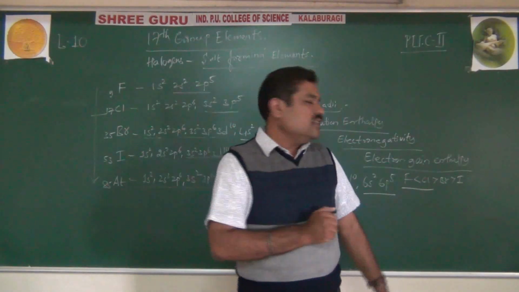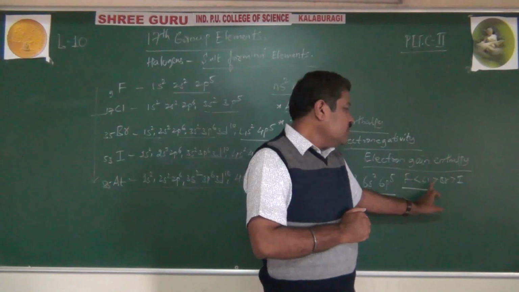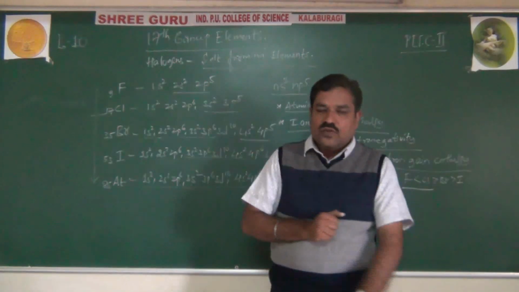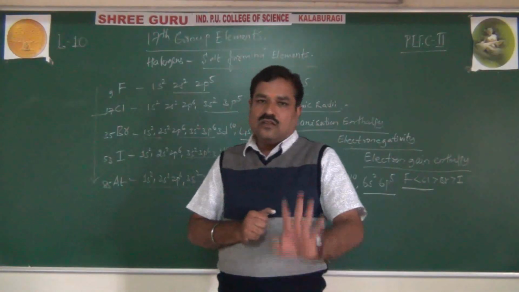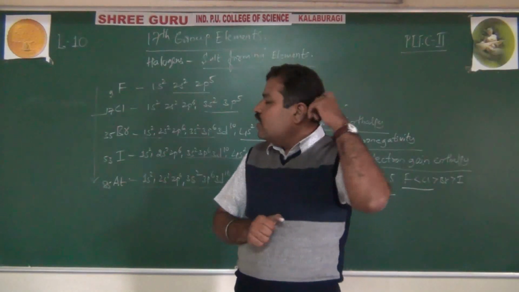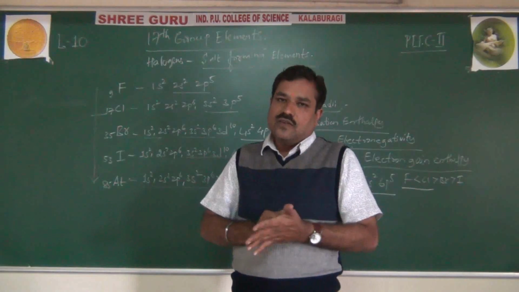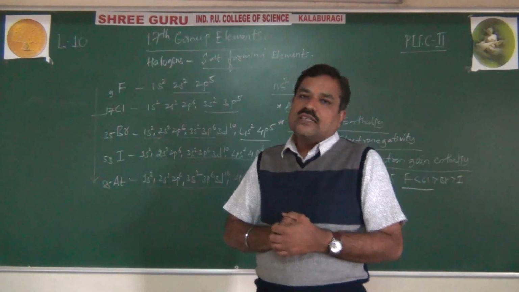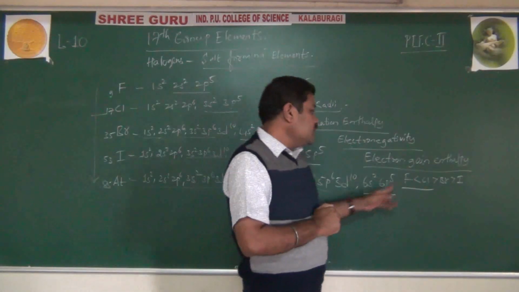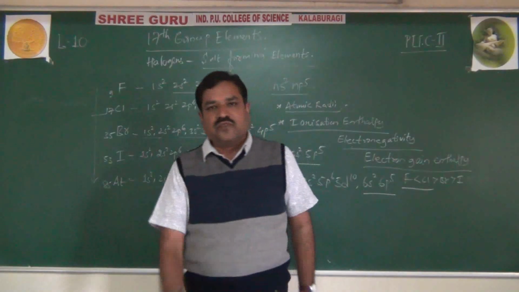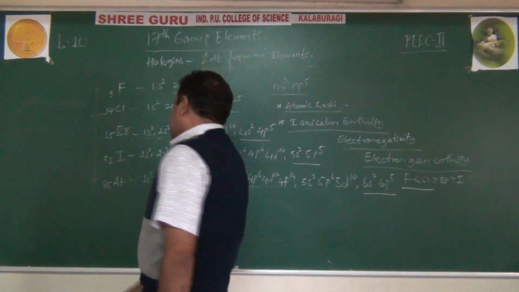That attraction for the incoming electron increases from chlorine to bromine to iodine. Only for fluorine it is exceptional. Got it? Okay. Like in group 16, oxygen has a smaller value than sulfur. Like that here, fluorine has a smaller value than chlorine. So that's about electron gain enthalpy.